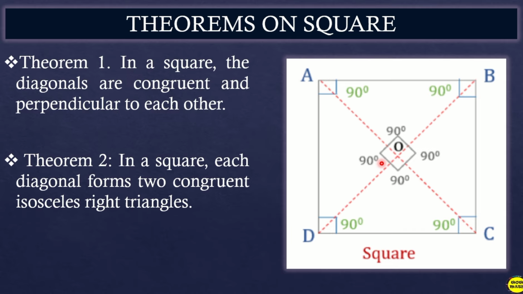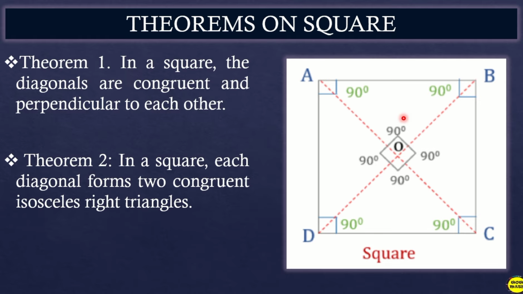At isa pang theorem, in a square, each diagonal forms two congruent isosceles right triangles. Kagaya nitong diagonal na to, let's say yung diagonal BD, makakabuo siya ng dalawang isosceles right triangle. Ano yung dalawang isosceles right triangle? Yung triangle BAD and then yung triangle BCD. Okay?